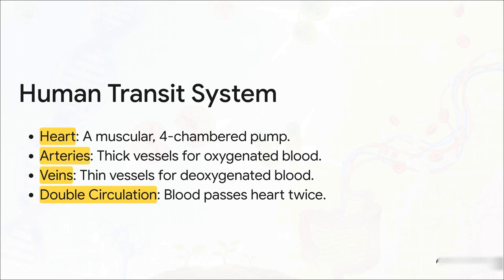It forces oxygen-rich blood out through thick-walled arteries under really high pressure, and then receives oxygen-poor blood back through thin-walled veins. But the real genius here is our double circulation system. Blood actually passes through the human heart twice per cycle. One circuit goes strictly to the lungs to pick up oxygen, and the other goes out to the rest of the body. This complete separation of oxygenated and deoxygenated blood is exactly what allows mammals like us to maintain our high-energy, warm-blooded lifestyle without skipping a beat.